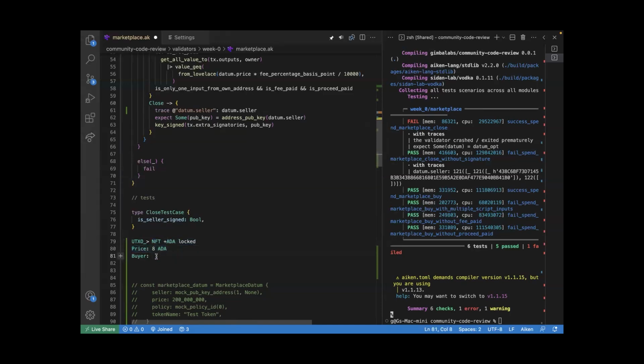So the value coming out of the buyer's pocket has to be, just say 2 ADA locked here, so it'll be easier. So the price coming from the buyer has to be 10 ADA. By the end of the day, they're still buying it for 8 ADA, because this 2 ADA that is locked in this UTXO goes back to the buyer.